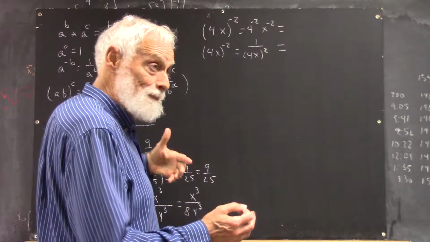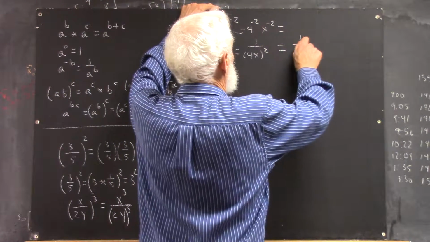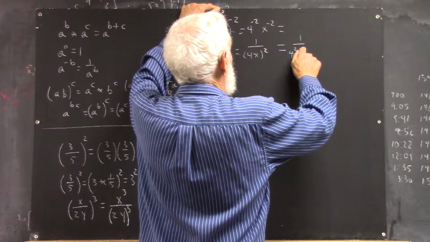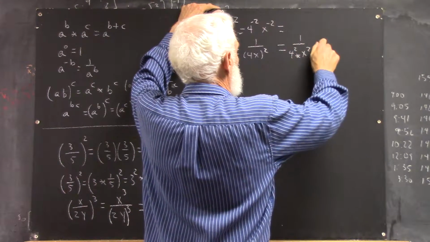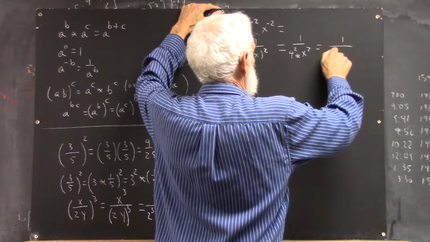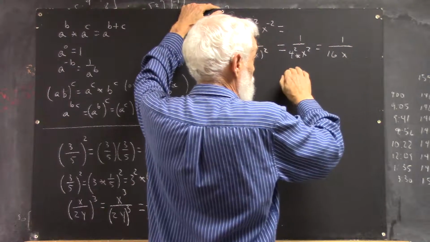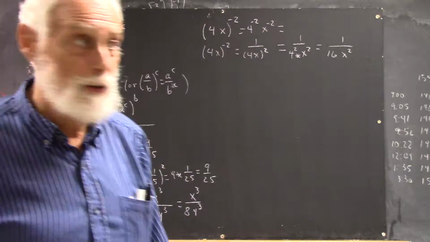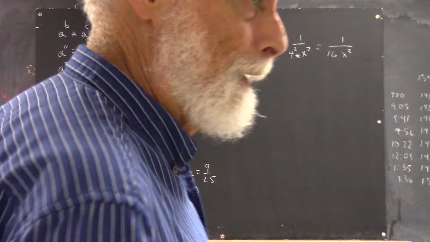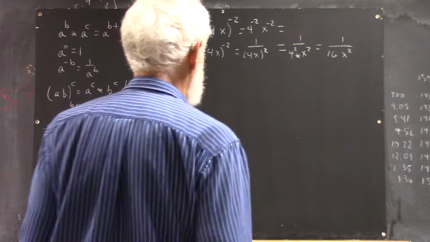Make sense? So you have 1 over 4 squared times x squared. And then that's real easy. 4 squared is 16, not 8, 16, be careful. Don't confuse exponentiation with multiplication, because I see that a lot. Okay?